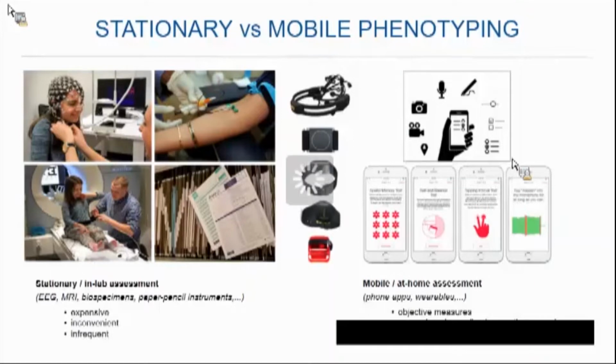In the middle, you'll see some wearable devices, including dry electrode EEG, as an example of what could be mobile or at home. These can include phone apps or different types of wearable devices. With these, you can get objective measures. It can be far more convenient to collect data anytime and anywhere, it's easier to recruit, and you can get frequent or even continuous acquisition of data.